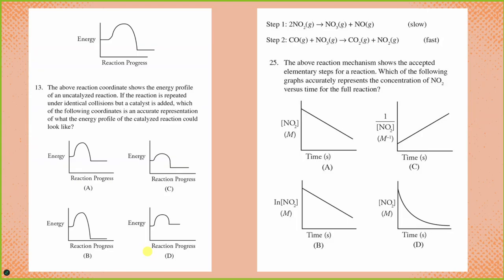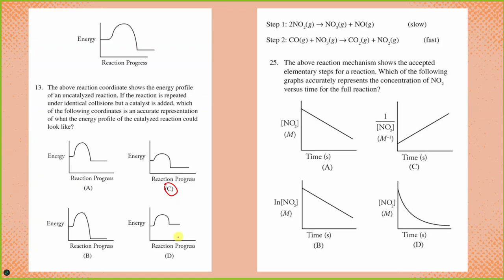Okay, potential energy diagrams to the left. They're number 13 here. If the reaction is repeated under identical conditions but the catalyst is added, oh, that one's easy. So what happens to the hill when you add in a catalyst? It lowers the activation energy. So we're looking for the hill to go down. And C is the best choice. D would not be correct because they moved the product line on that one and made it endothermic. So just watch for little changes like that.